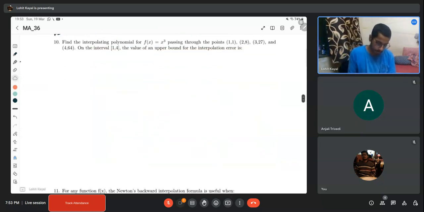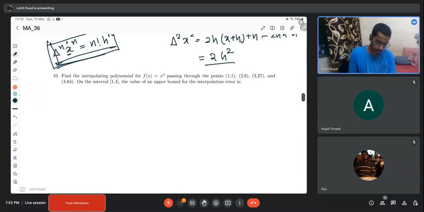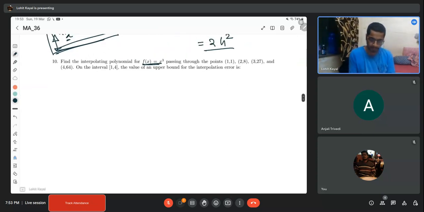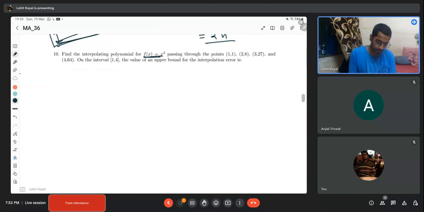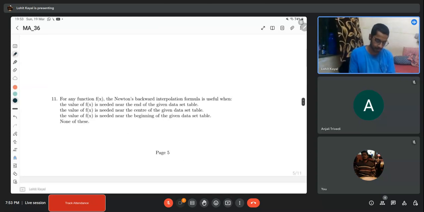Okay, so I will talk about this problem in the next week. I thought I will solve it in another method, but it comes out that here delta cube f is coming equal to 0. So I will talk about this interpolation error in the next week. Okay, so let's move on with the next question, question 11.